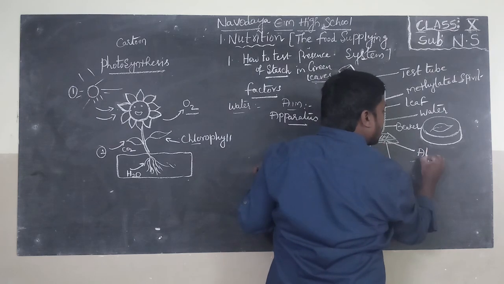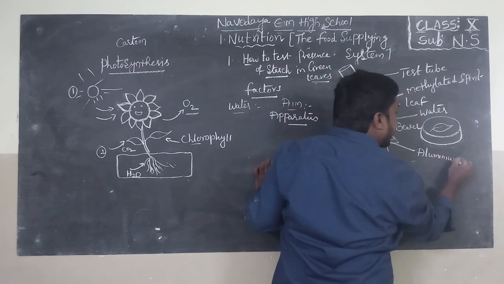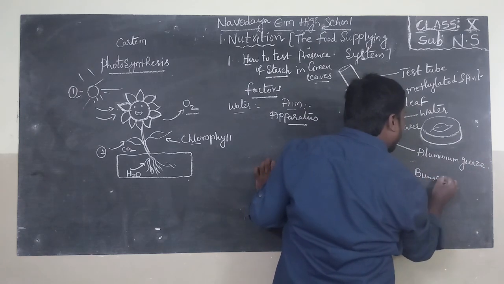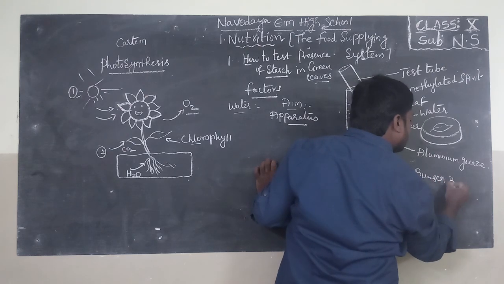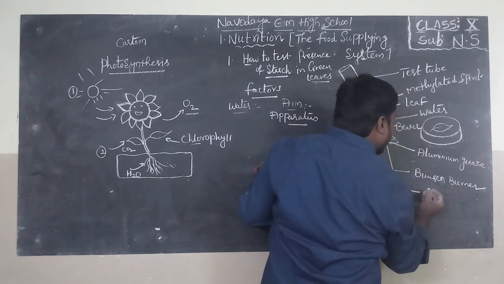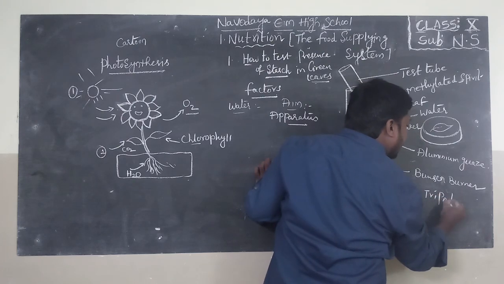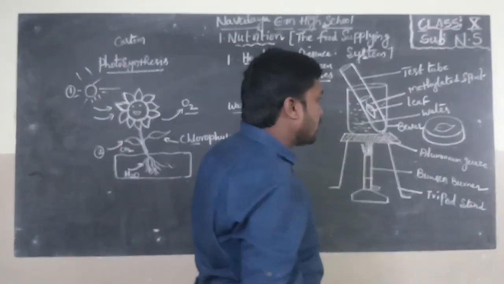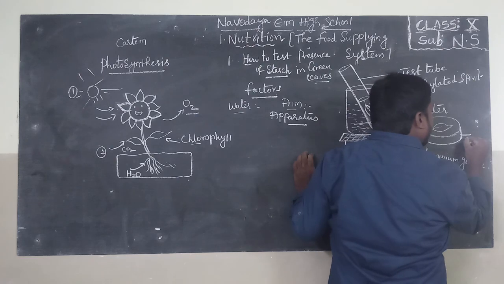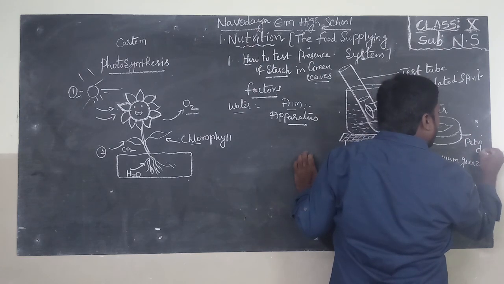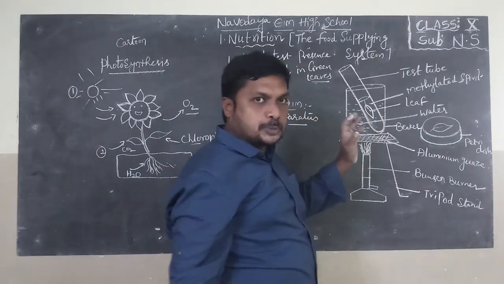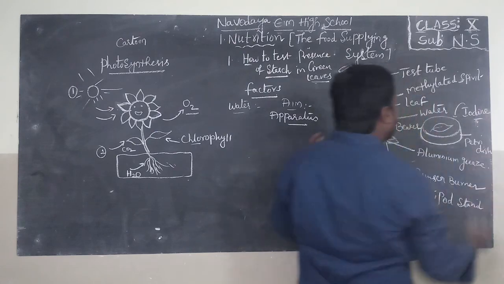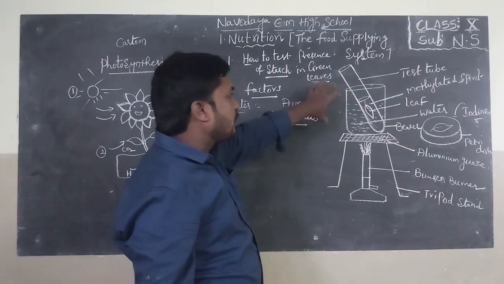Sixth one is aluminium gauze. Seventh one is Bunsen burner. Eighth one is tripod stand. What do you mean by tripod stand? The stand which has 3 legs is known as a tripod stand. And the last one is petri dish. Some chemical is also required to test presence of starch, that is called iodine, tincture iodine.